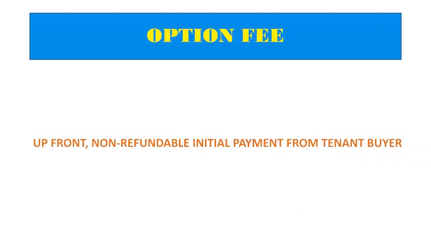So how does the money work? Typically, you've got three financial components. There's the option fee, and this is an upfront, non-refundable payment that the tenant buyer makes to you at the start of the agreement, just for the right to purchase the property later. It's like a down payment, but not a full down payment. The amount can vary depending on the purchase price.